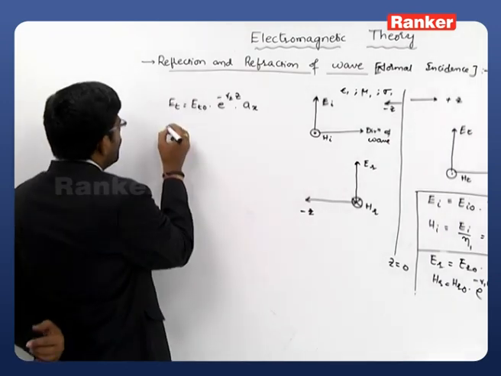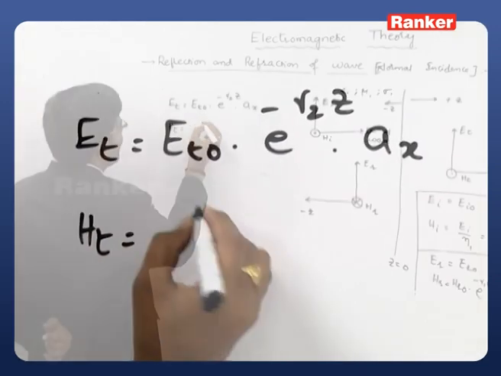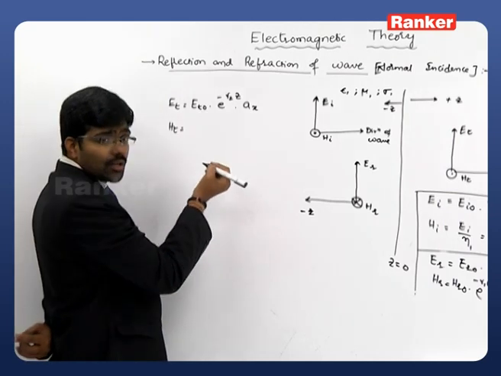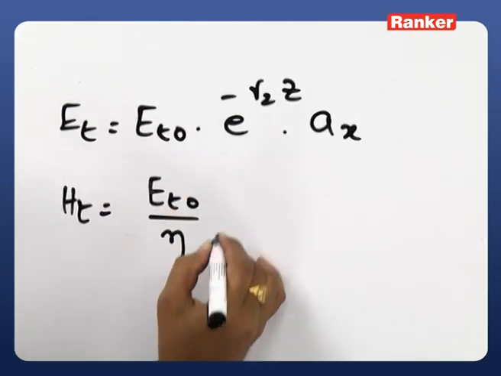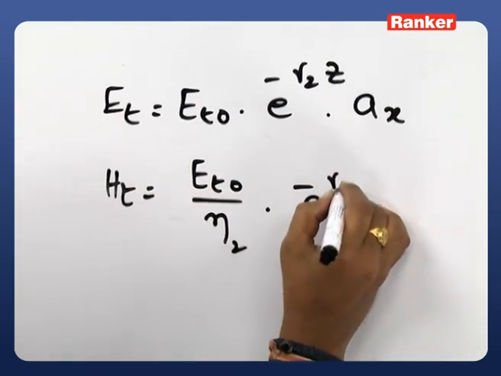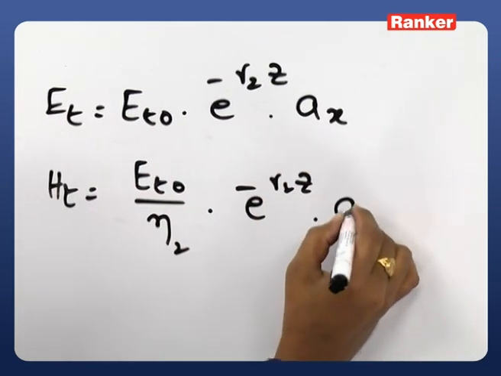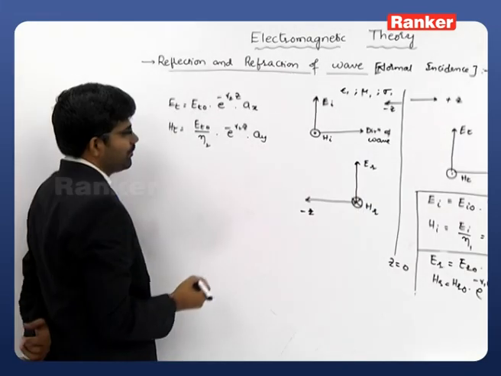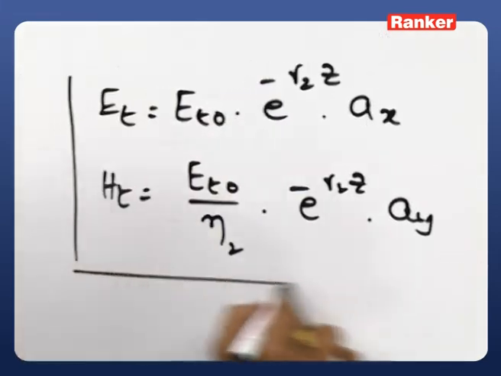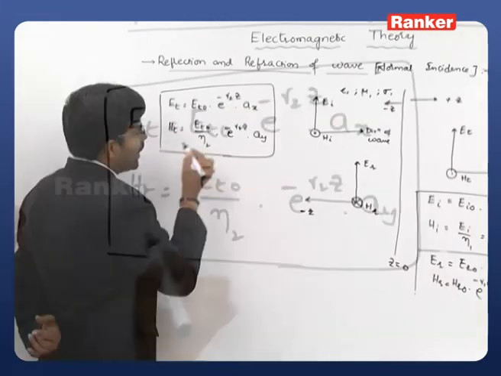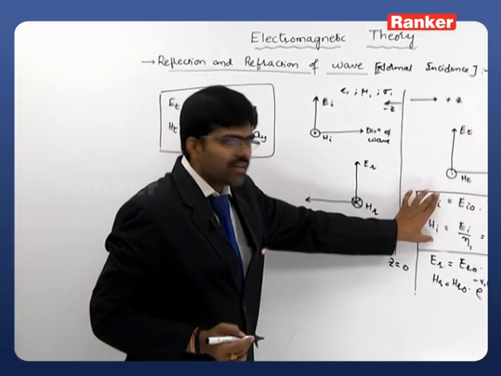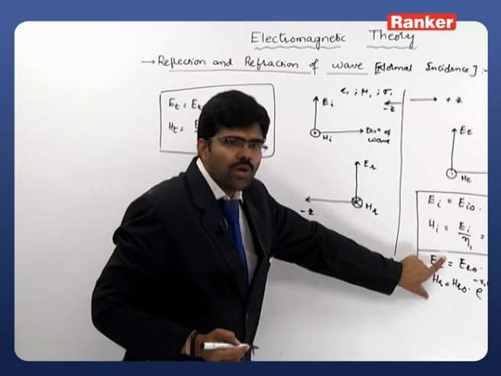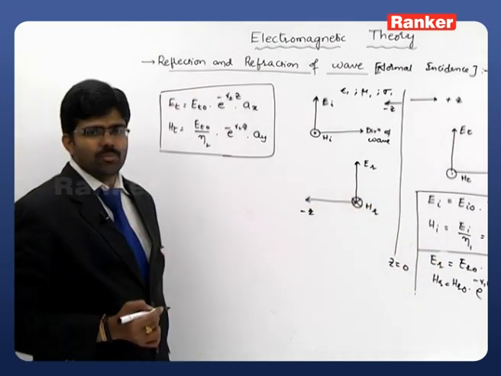In the same way, Ht, the transmitted magnetic field, is equal to Et by eta 2. That we have to write as Et naught divided by eta 2 e power minus gamma 2z, and it is in the direction of y. So clearly these two are the equations that we can write for the transmitted signal. These are for the incident wave, these are for the reflected wave, and these are for the transmitted wave.